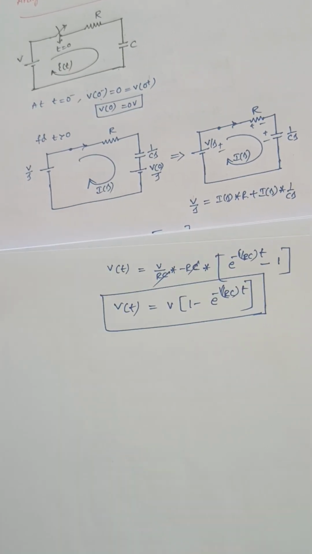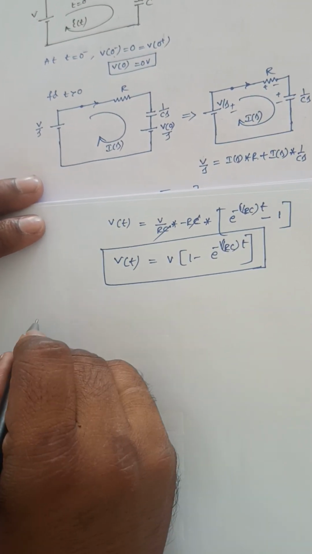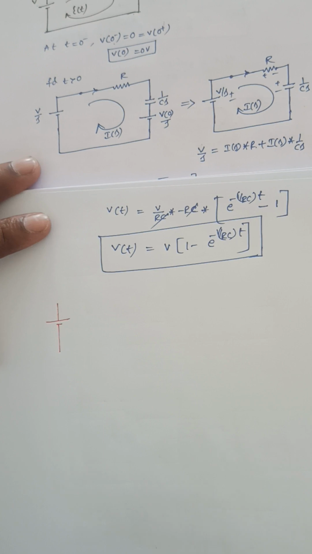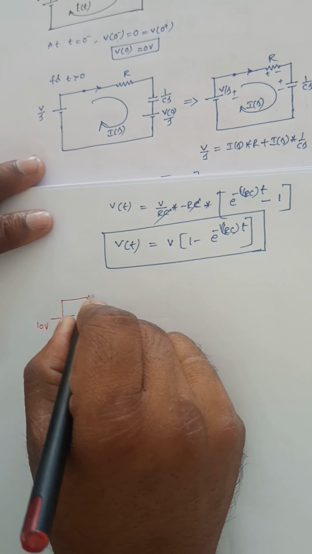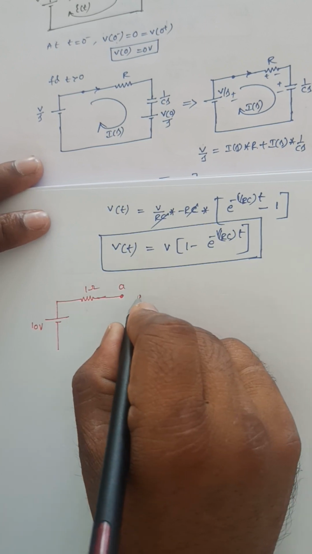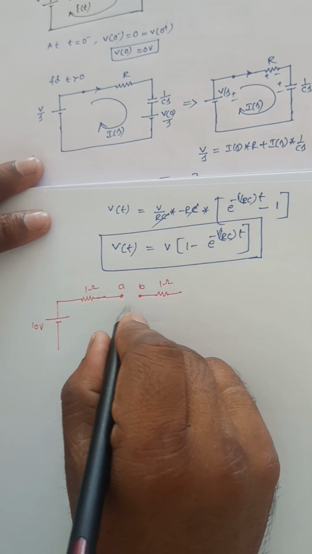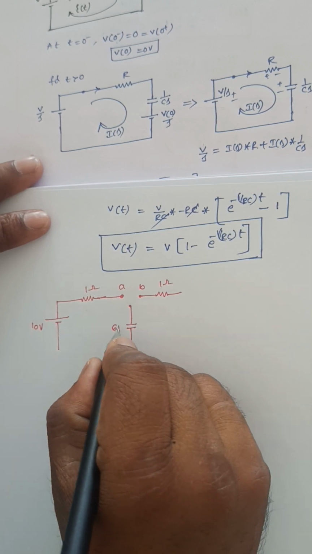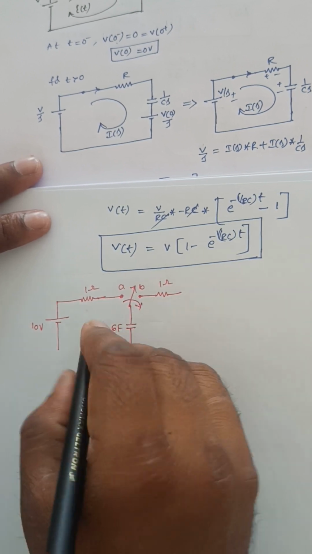Now let us solve one problem on this RC circuit using the Laplace transforms. Let us consider a circuit. The value of this voltage source is 10 volts, and this is 1 ohm. This switch has positions A and B here. This is 1 ohm. This is a capacitance of 6 farad. This is the switch which is moved from position A to position B.